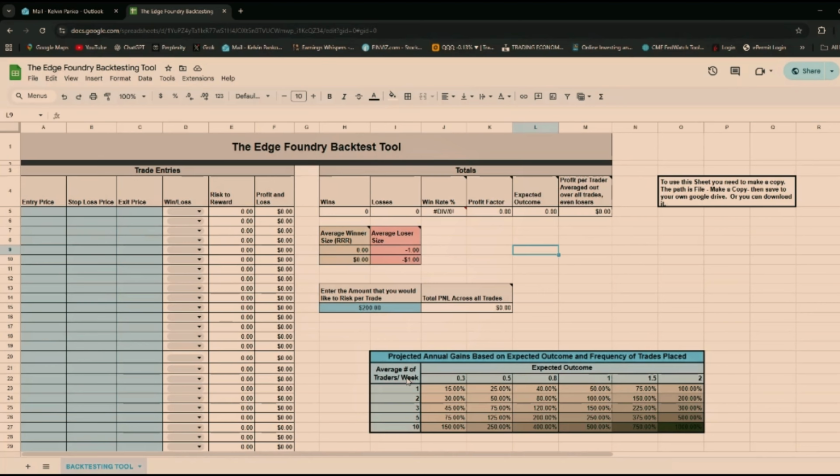So if you're placing an average of one trade per week and you have an expected outcome of one, that means that you can make 50% on your account in an entire year with proper risk management. You're not risking the entire account based on that, but with proper risk management, you could make 50% per year. And as you can tell, this is not really geared towards day trading.